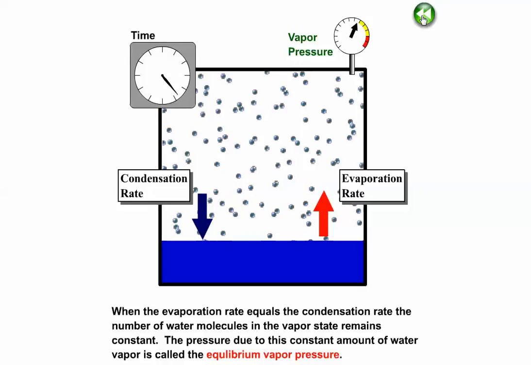And when that happens, the vapor pressure is equal to the equilibrium vapor pressure. The condensation rate is equal to the evaporation rate. That's the state of equilibrium, when all those things are equal. And when that happens, the relative humidity is equal to 100%.